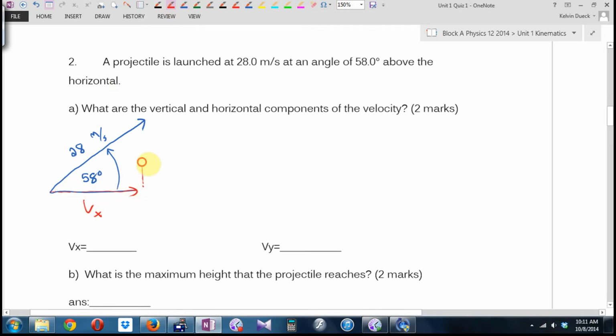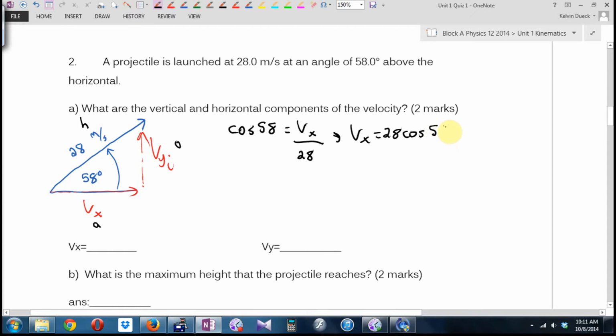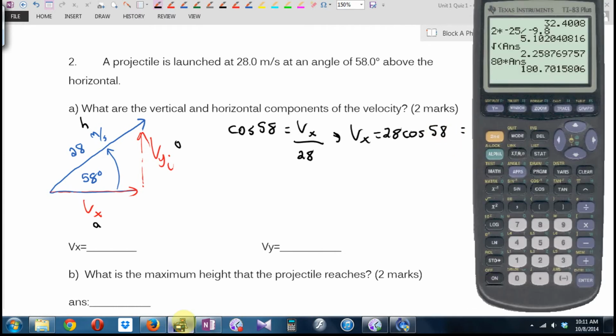There's Vx. There's Vy, initial. Opposite, hypotenuse, adjacent. Cosine of 58 equals Vx over 28. That means that Vx is cos, which we've noticed. You got them backwards? Oh, no. I thought you were doing a, my goodness, what have I done? By the way, I often see kids get these two mixed up, so don't do that.